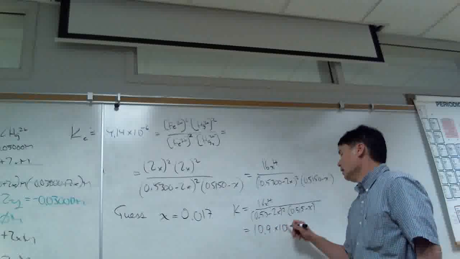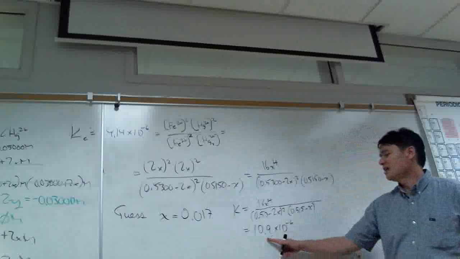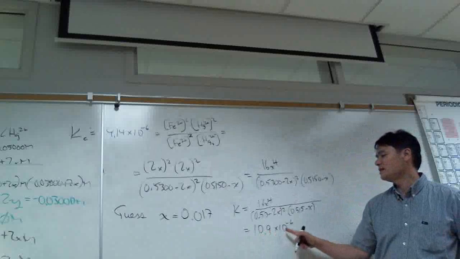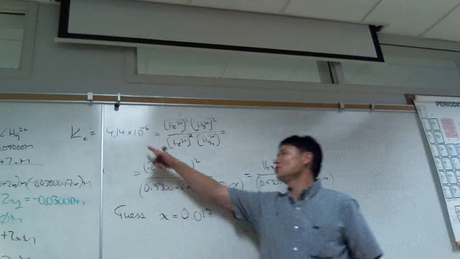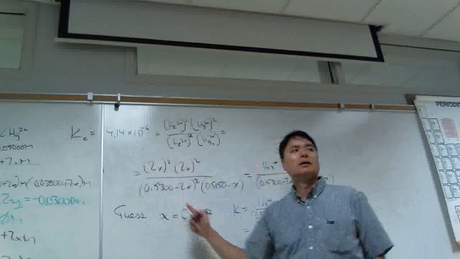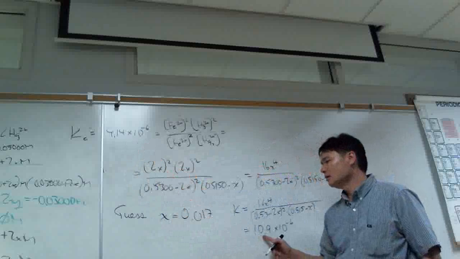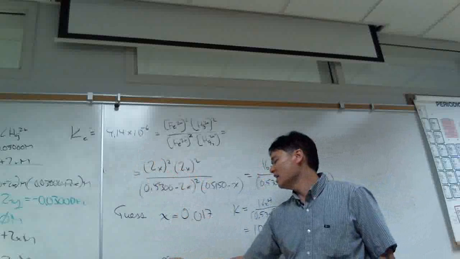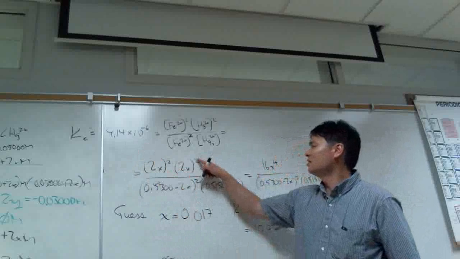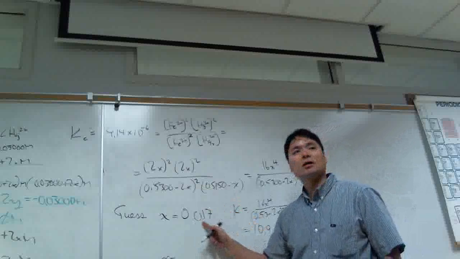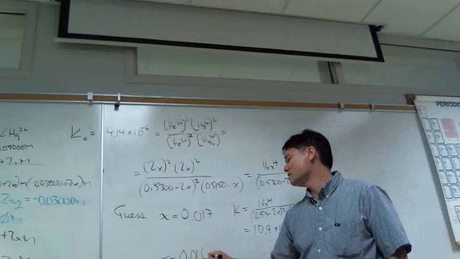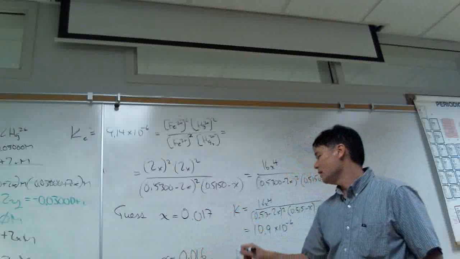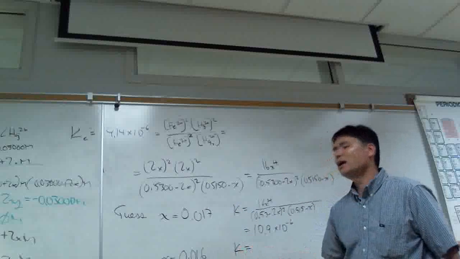All right. I'm going to move the decimal. So that's 10.9 times 10 to the minus 6, which means we're just slightly too big. We need to bring this down a little bit. And so for the next guess, this is the 4th, this is the 3rd. Let's make it smaller. And so let's try 0.016.